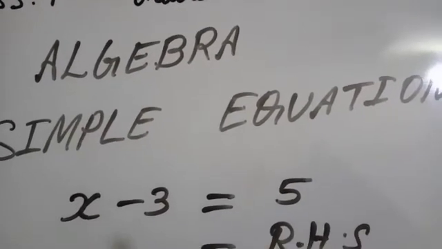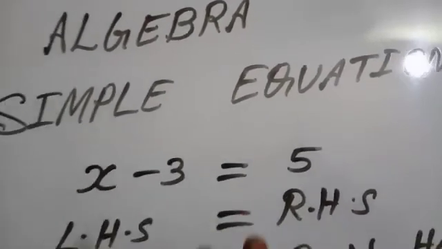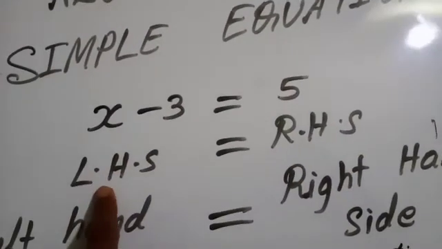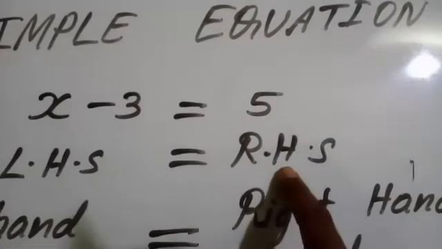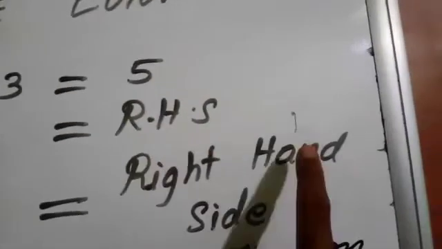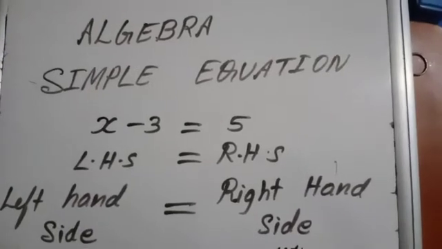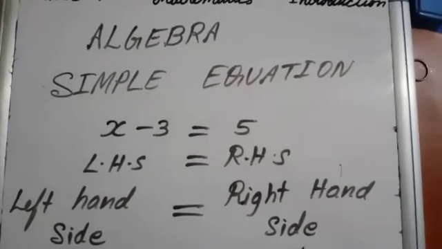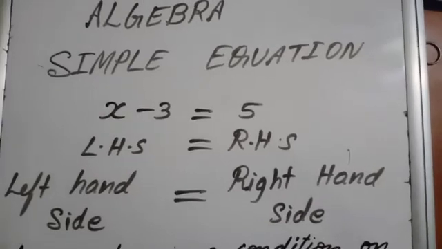In this equation we can see there are two parts. Equal is in the center, and these two are the parts. This part we name LHS, this part we name RHS. What do we mean by LHS? Left hand side, right hand side. In this way, in the equation, the equal symbol makes two parts. One is the left hand side, another one is the right hand side. This we call an equation.